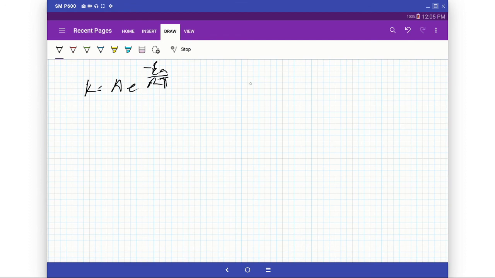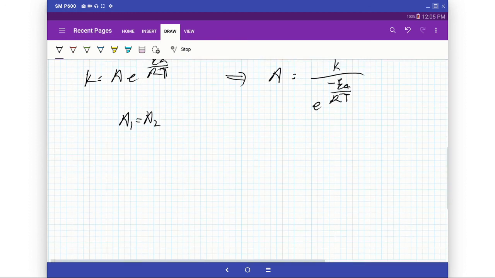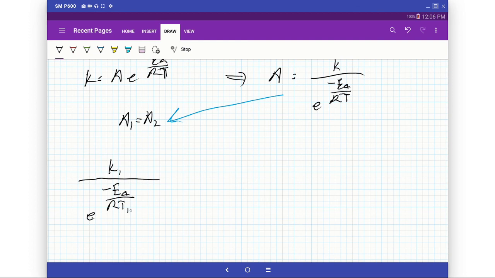Okay, we're holding A constant, so A1 is equal to A2. This expression rearranges to give you A is equal to the rate constant K over e to the minus EA over RT. So taking that and substituting it in, what we get is that K1 over e to the minus EA over RT1 is equal to K2 over e to the minus EA over RT2.